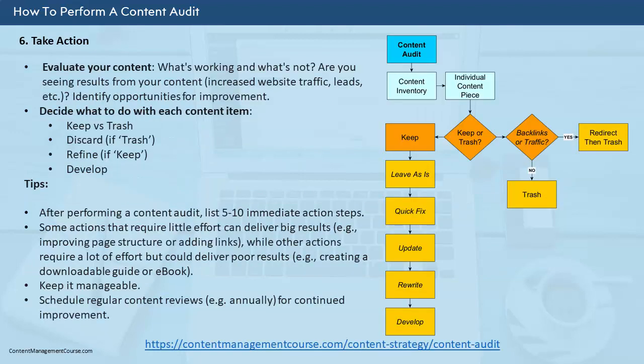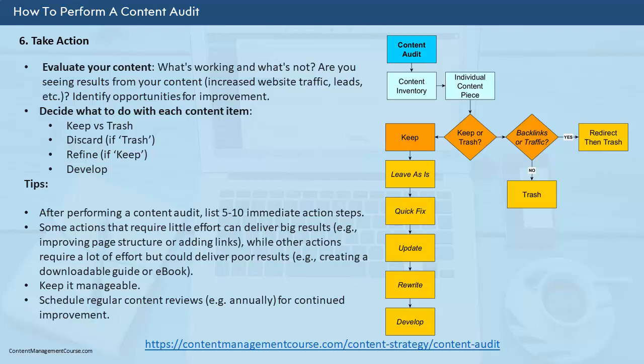And the last step of the content audit process is to take action. Here, we evaluate our content and we note what's working and what isn't. Are you seeing desired results from your content like increased website traffic, leads, etc.? If not, what can be improved? Look for opportunities for improvement and document your findings in your content strategy. Ultimately, the objective of the content audit is to help you decide whether to keep, discard, refine, or develop content after analyzing each content item that you have inventoried.